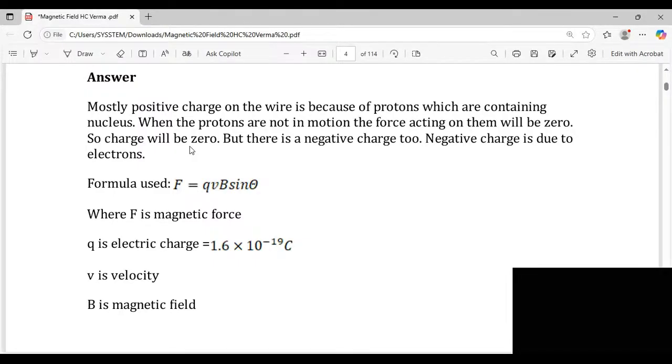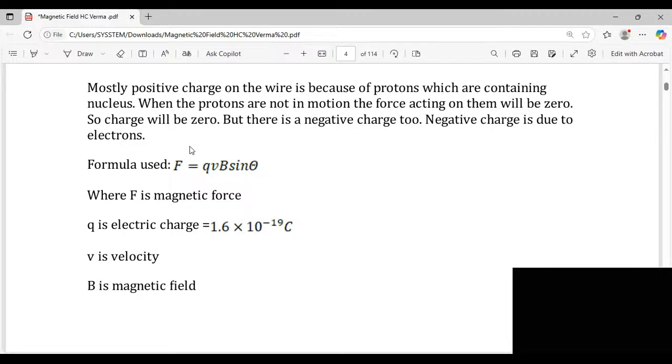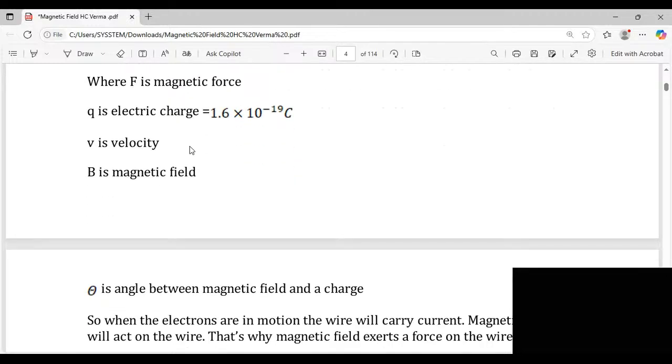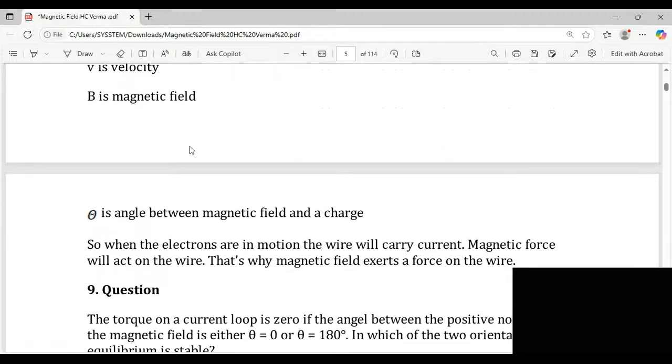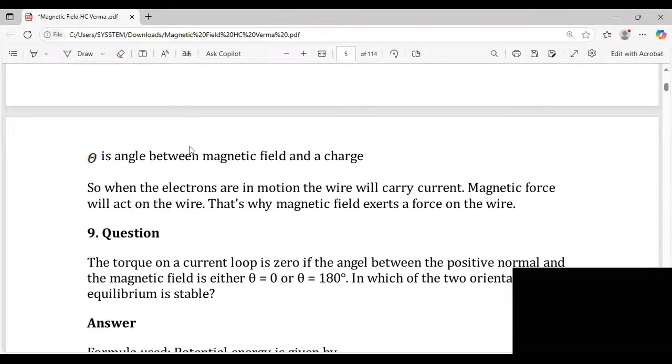But there is a negative charge too. Negative charge is due to electrons. Here the formula used is F = Q V B sin theta, where F is the magnetic force, Q is electric charge, V is velocity, B is the magnetic field, theta is the angle between magnetic field and velocity of the charge. So when the electrons are in motion, the wire will carry current. Magnetic force will act on the wire. That is why a magnetic field exerts a force on the wire.